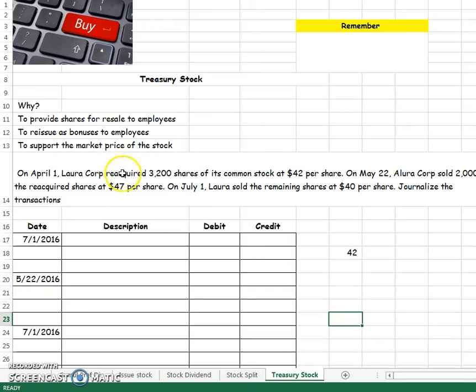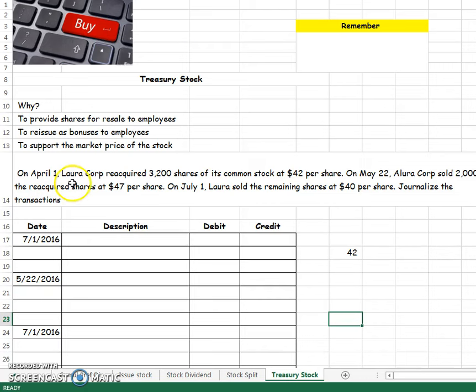The third reason is that it supports the market price of the stock. So you know about supply and demand, and if nobody's buying your stock, the price drops. If everybody's buying your stock, the price goes up. So let's say you want to support the price of your stock. If you go out there and buy it, that makes more of a demand, which makes the stock price go up. So those are some of the reasons that you may choose to buy your own company's stock, and we call that stock treasury stock. So that's why I've put a picture here that says we're buying.